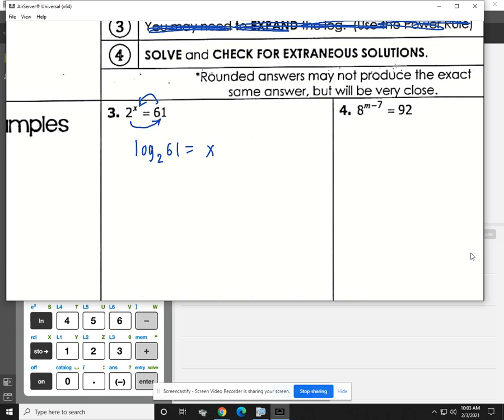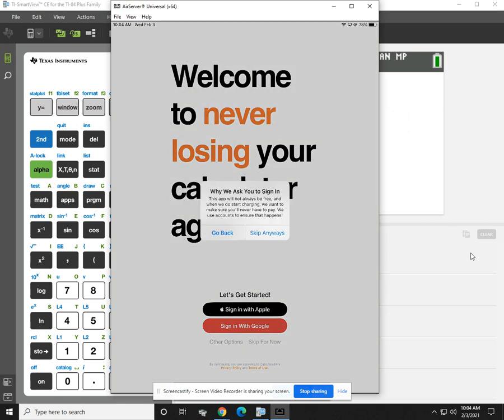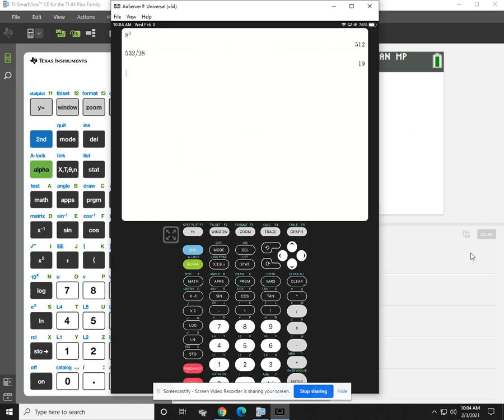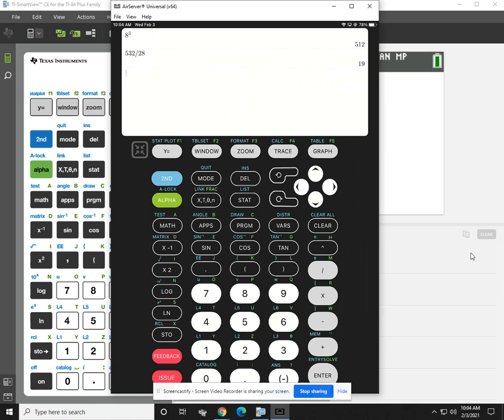How can we solve for this value? We couldn't change the base, but how can I solve it now? I can go to my calculator and type in alpha, window, number 5: log base 2 of 61. So if I can't make the bases the same, does that mean I'm in trouble? No, it means I need to rewrite it as a logarithm. And that's what we're doing today.